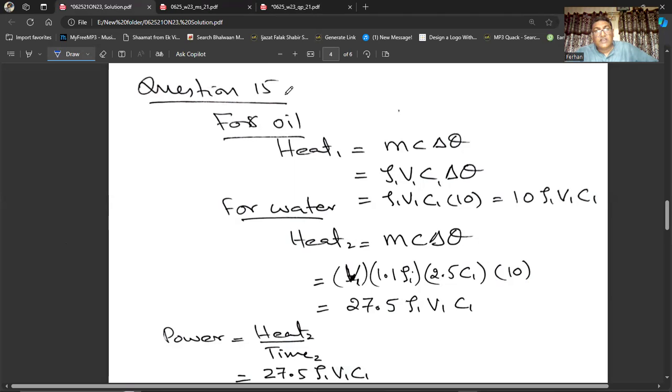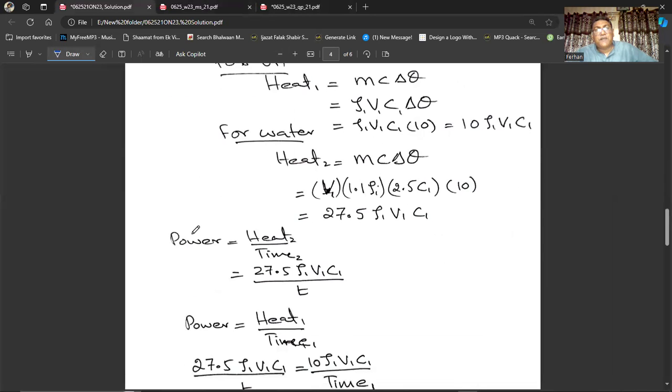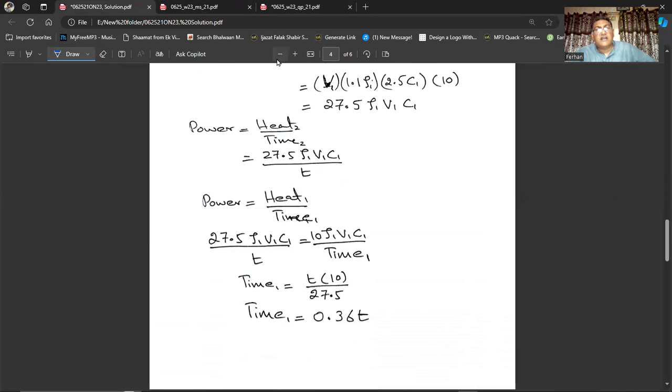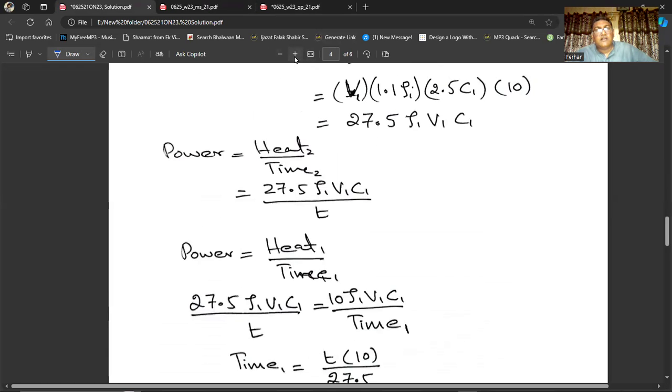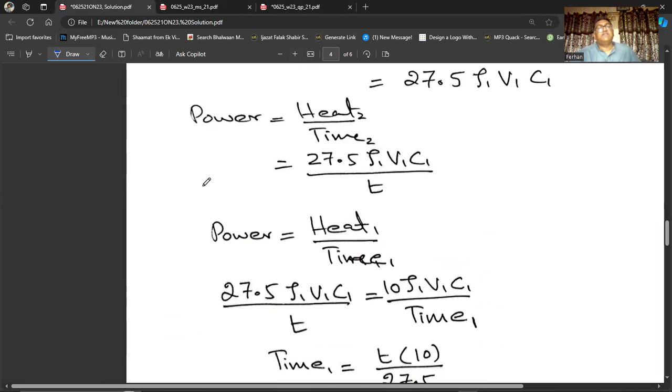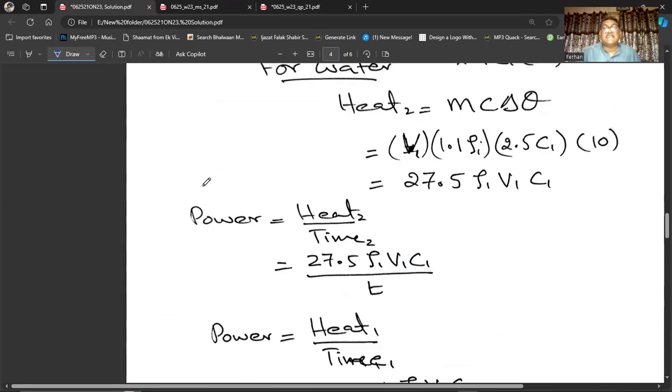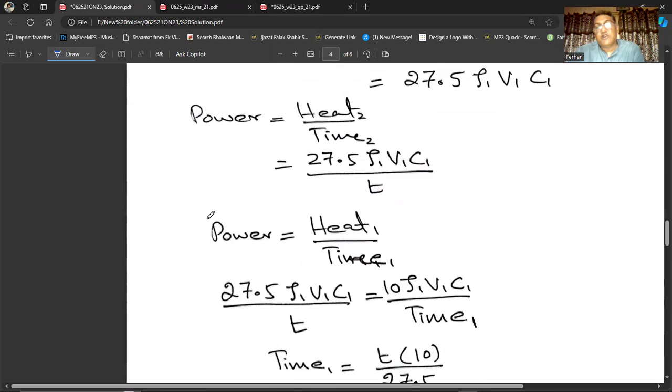Okay. Now he says the power is equal to the heat divided by the time. Now the water takes T seconds to do this. So the heat required for the water was 27.5 ρ1 V1 C1, divided by time T. It was given T. Now because it's the same hot plate, it has the same power.